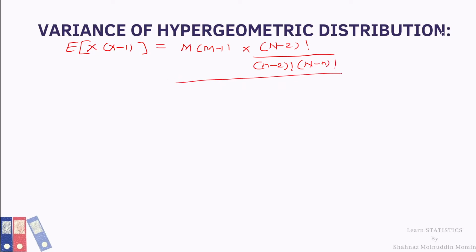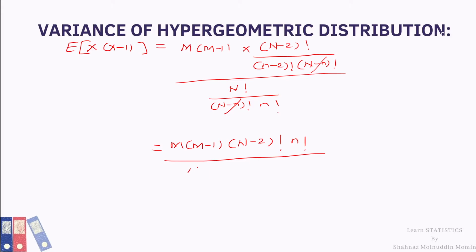The whole thing is divided by n factorial, divided by n minus n factorial into n factorial. This n minus 1 factorial, n minus 1 factorial get cancelled, and which is equal to m minus 1, n minus 2 factorial, into n factorial, divided by n factorial n minus 2 factorial.